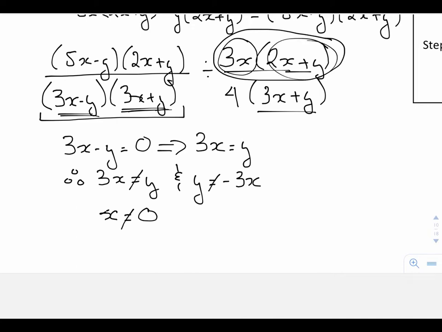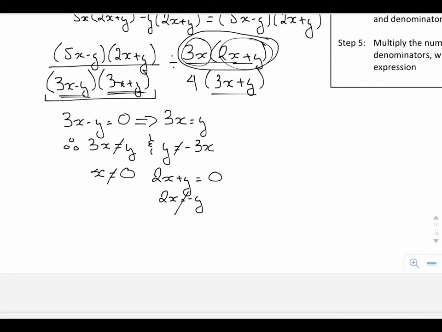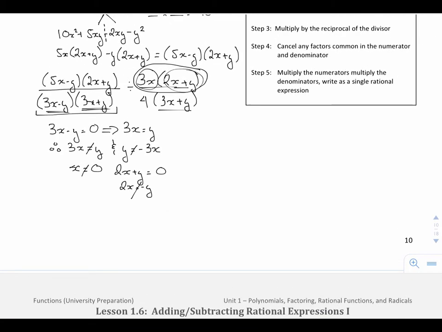In the second factor here, the 2x plus y, if I have 2x plus y equal to 0, then 2x is equal to negative y. In other words, 2x cannot equal negative y. So here's all our restrictions. Let me just isolate them, pull them aside.